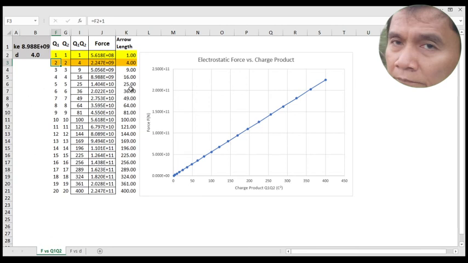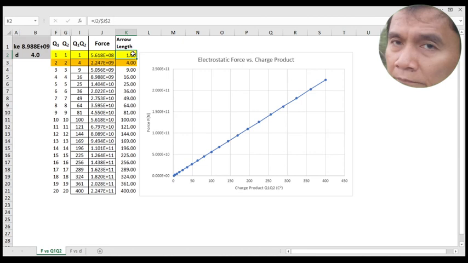Meaning, I'm going to compare the product of Q1 and Q2, which happens to be the same. So if Q1 is 1, Q2 is also 1, and so on. So, their product is, for example, in this case, 1 times 1 is 1, 2 times 2 is 4, and so on. Then, using Coulomb's formula, which we demonstrated how to compute, these are the forces that were taken, 5.618. And we assign that force with an arrow length of 1.